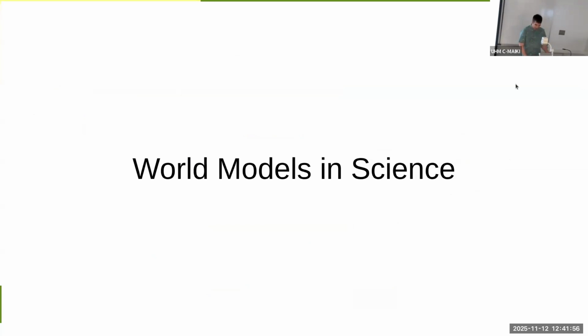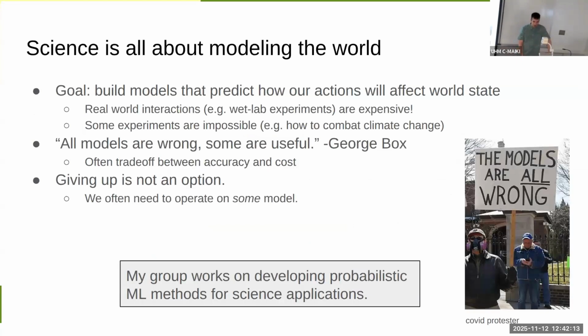So I have 10 minutes left. All of this is to lead up to this idea that world models is basically what everyone's doing in science. Science is all about building these models of the world so that we can make predictions about how real world interactions will go. Wet lab experiments or any type of experiments in the real world are expensive, so things that can be approximated with computation are super useful.